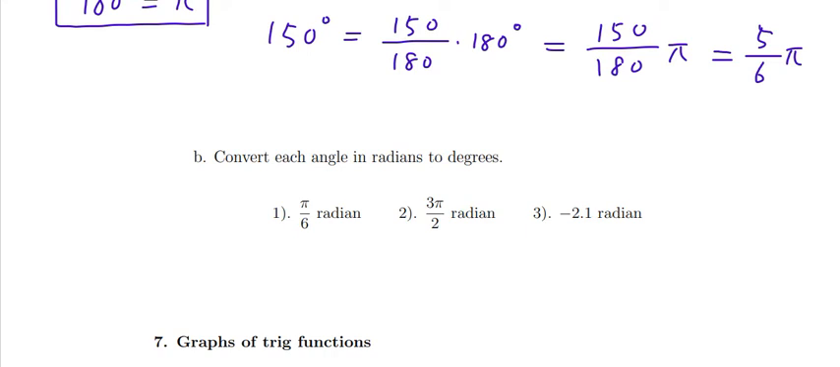Then from radian to degree, we just remember pi is 180. So here I just change pi to 180. So this equals 180 over 6, right? So this equals 30 degrees. And for this, negative 2.1, I just change this to how much of pi.